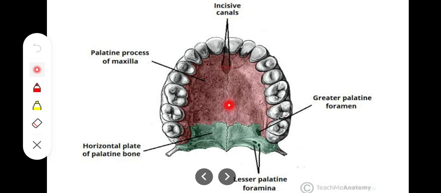Okay, so in the middle we have a cruciform suture that is being formed by the intermaxillary suture, interpalatine suture, and the maxillopalatine suture. These are the bones which are contributing to it.